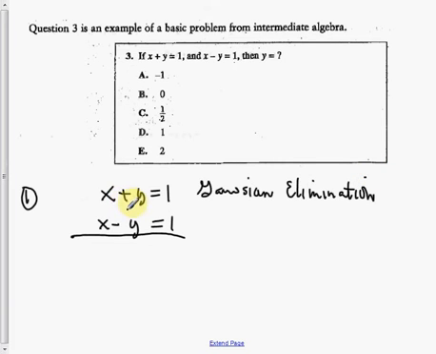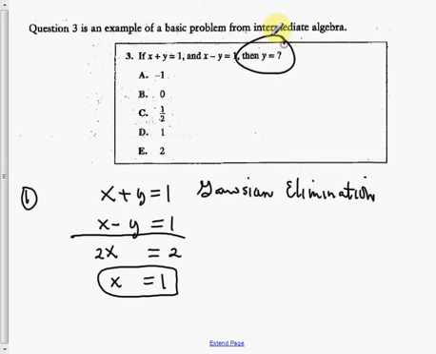So this is very simple. Notice that if I add the corresponding variables, the y would cancel out automatically. x plus x is 2x. y minus y is 0. That's equal to 1 plus 1, I get 2. I solve for x here: x is equal to 1. But notice the question, what is y? So here, for the first equation, x plus y is equal to 1. If I know that x is equal to 1, I get 1 plus y is equal to 1. Subtract 1 on both sides. y is equal to 0. Right?